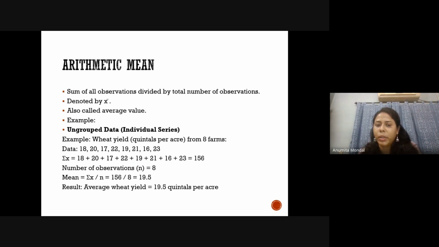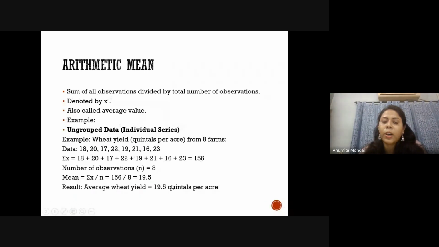First one is the arithmetic mean. Arithmetic mean is simple. If I take an example, suppose the data is given as 18, 20, 17, 22, 19, 21, 16, 33, 23. To calculate the mean, we first take the sum of all the values and divide it by the number of observations. In this case, n is 8, so the value will be 19.5.